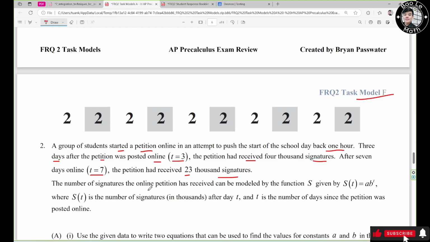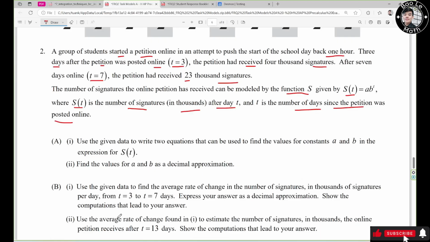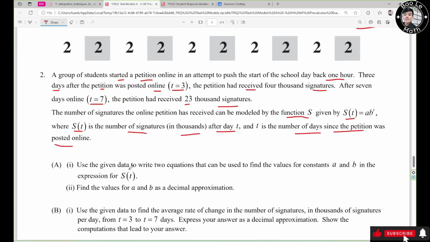The number of signatures the online petition received can be modeled by the function s given by s of t equals a times b to the t, where s of t is the number of signatures in thousands after day t, and t is the number of days since the petition was posted online. Question A1: Use the given data to write two equations that can be used to find the values for constants a and b in the expression for s of t. And question A2: Find the values for a and b as a decimal approximation.